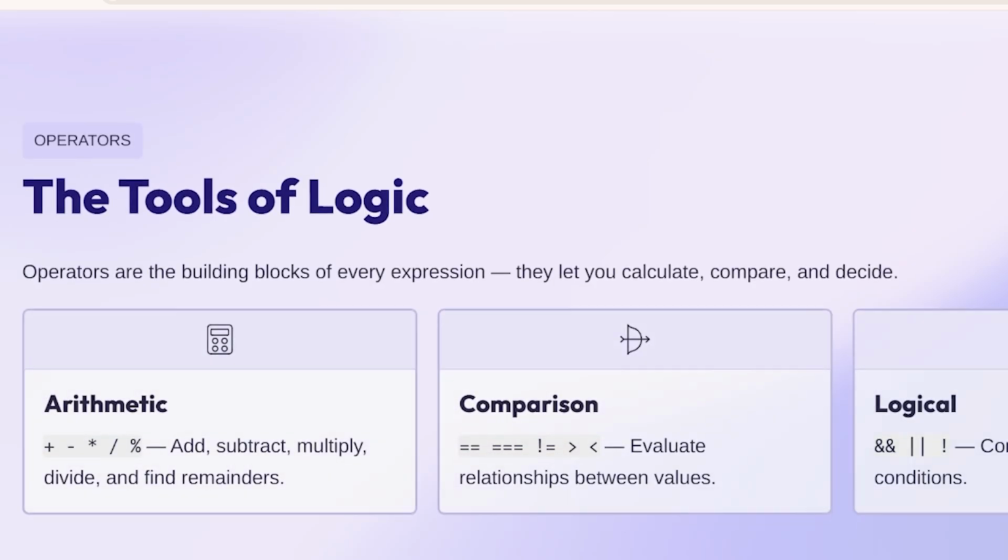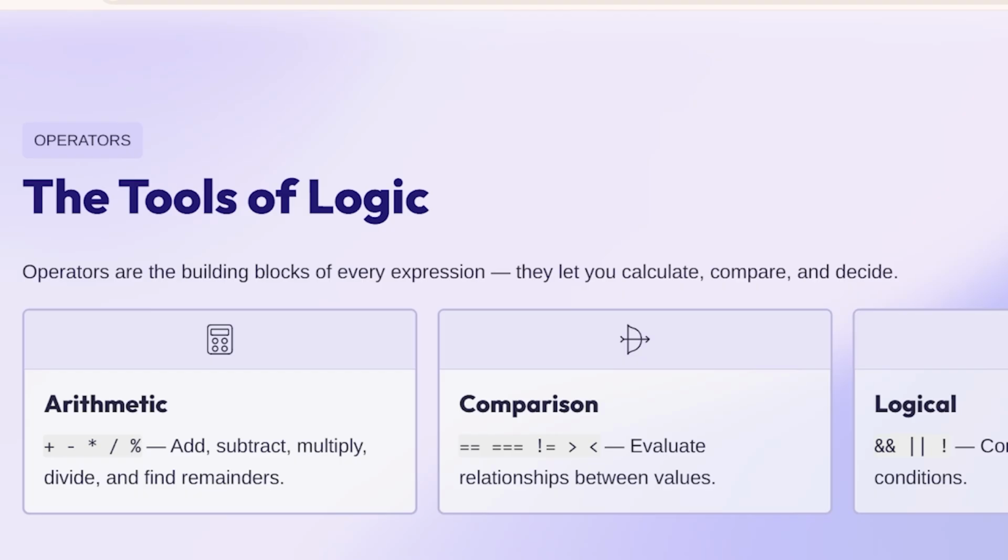Okay, the next one is tools of logic. The tools of logic are nothing but operators. Operators help us perform different kinds of operations. Those operations are arithmetic operations, comparison operators, and logical operators, like plus, minus, equal to, not equal to, greater than, less than. These are all operators. Okay, we can briefly see.